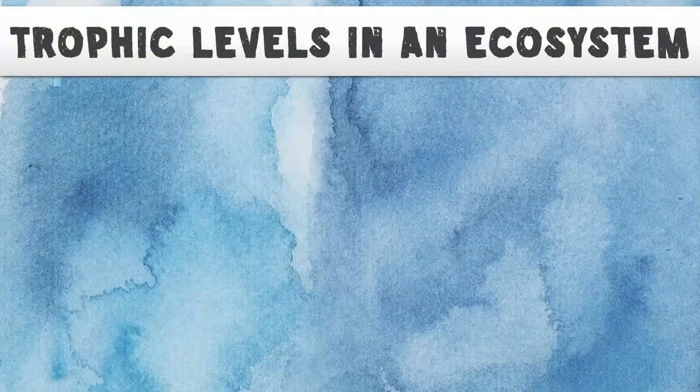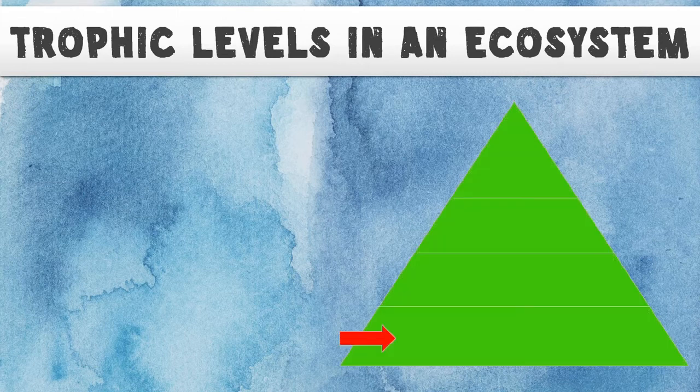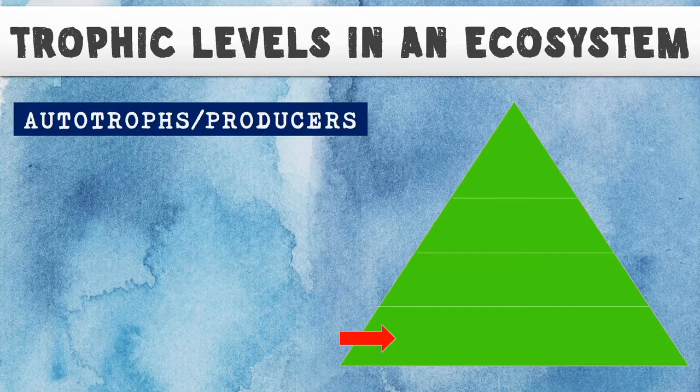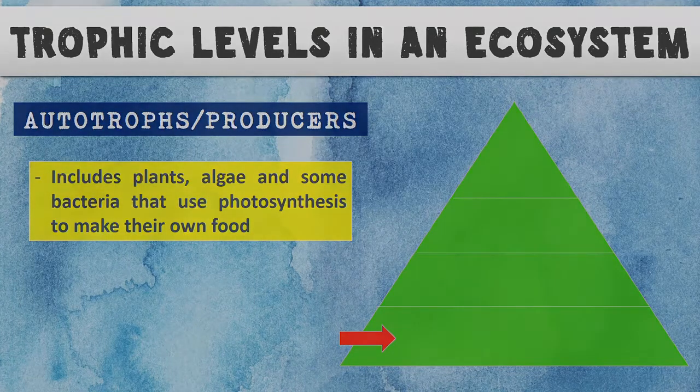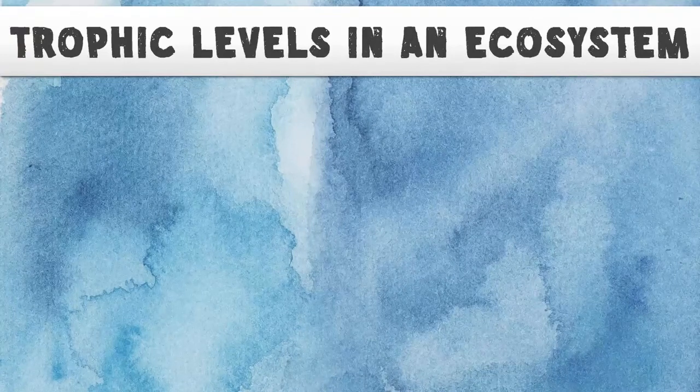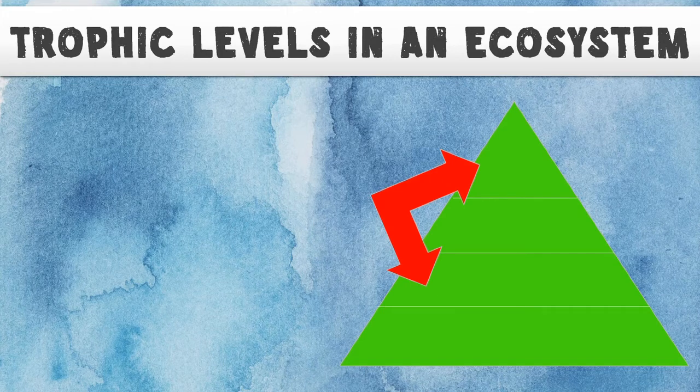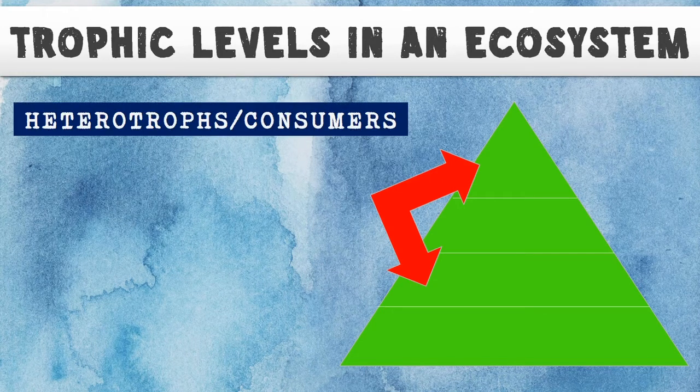Energy flows in an ecosystem from one trophic level to the next. Let's begin with the first trophic level. The autotrophs, also known as the producers, include plants, algae, and some bacteria that use photosynthesis to make their own food. And the next type of organisms present in the next trophic levels are called heterotrophs, also known as the consumers.